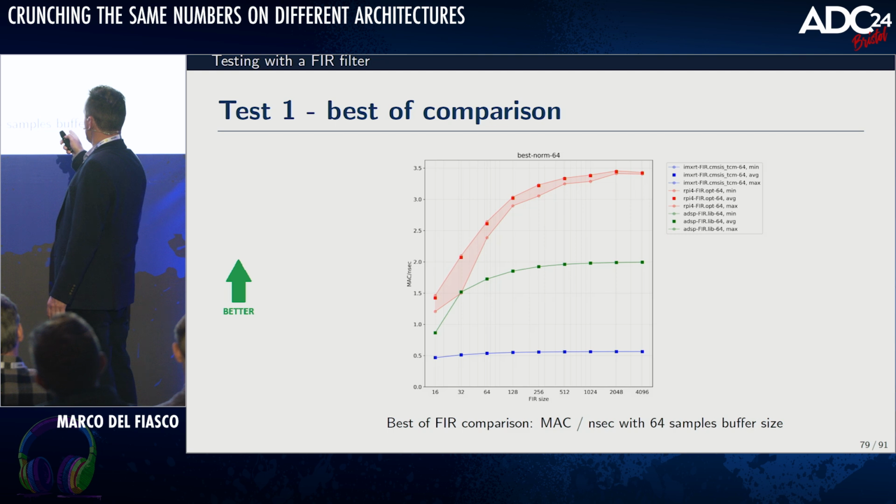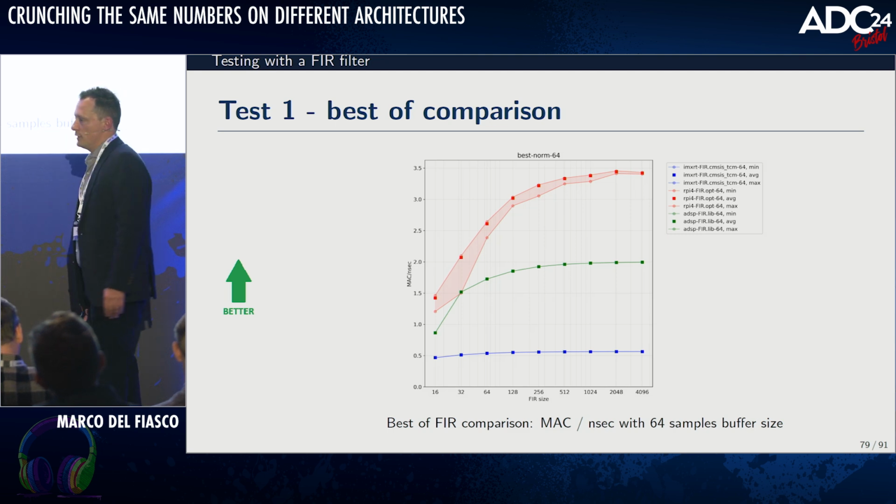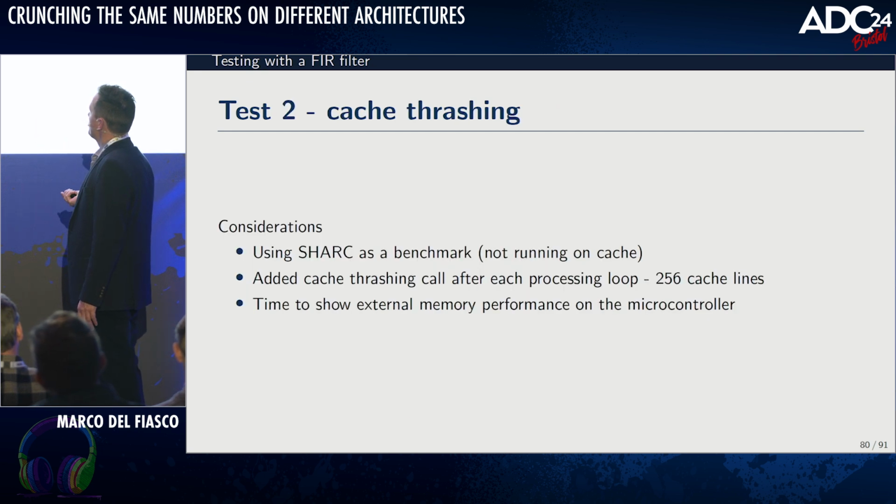This is with 64 samples buffer size. Things change a little bit. So we are almost always faster than the Shark here, with some jitter. But what if I have cache thrashing?